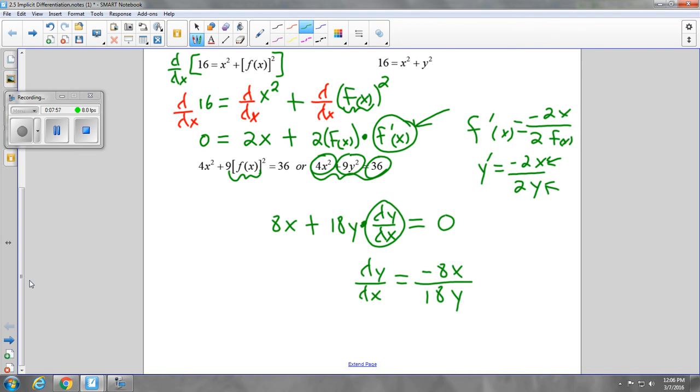I'm going to end it there, just as an intro into implicit differentiation. We'll finish these notes on Wednesday, I guess.